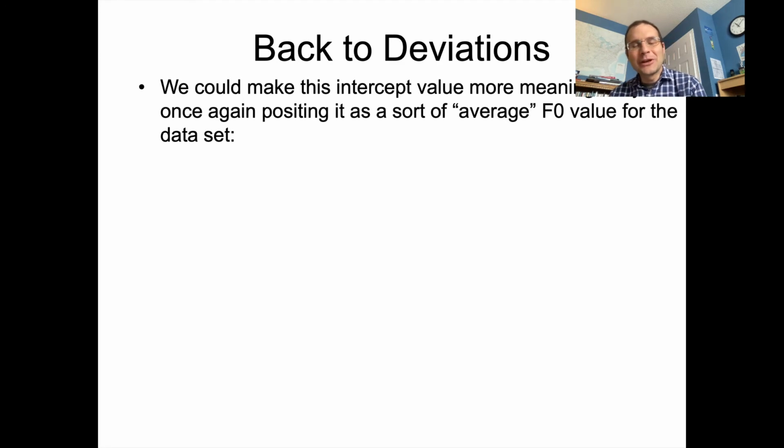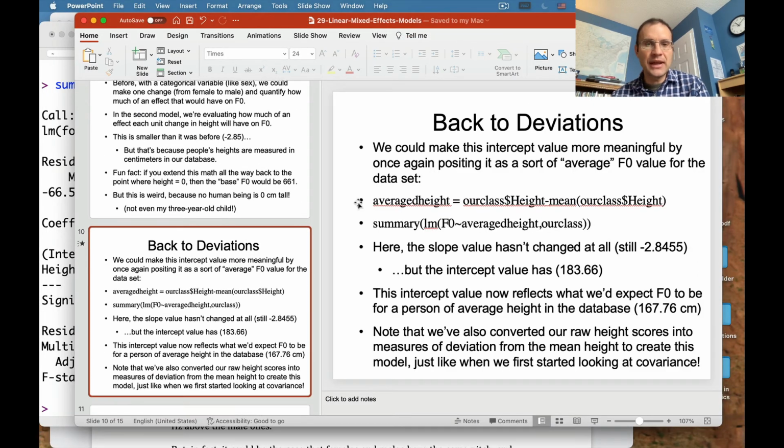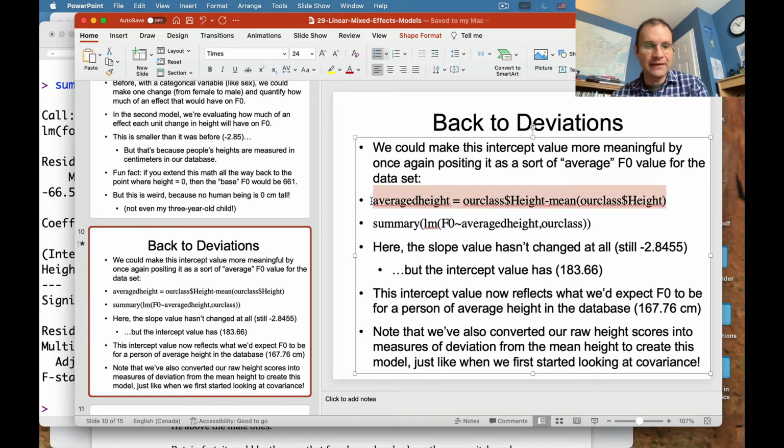Anyways, we can make the intercept value more meaningful by once again positing it as the sort of average F0 value for the data set. So again, instead of taking that landmark of 0 centimeters height or just the average female F0, let's just average across everybody and say that this is our default F0 value. So we're going to create a different vector called averaged height.